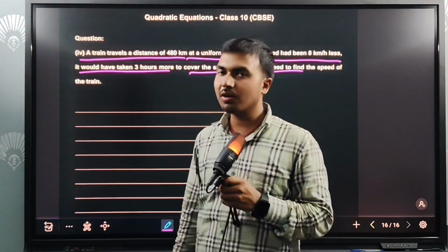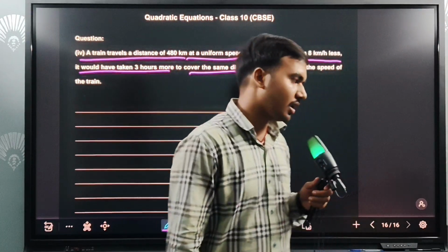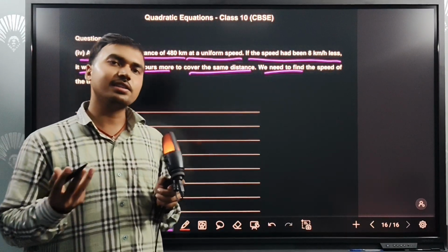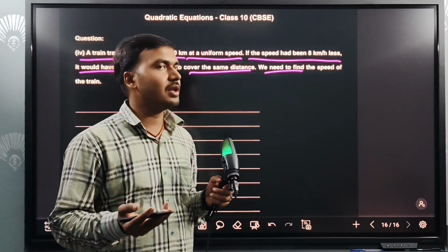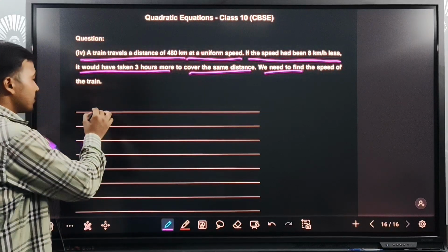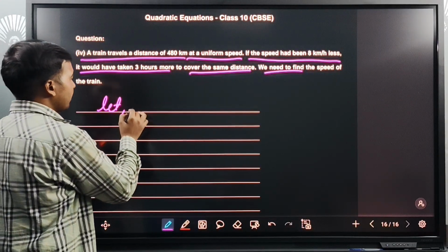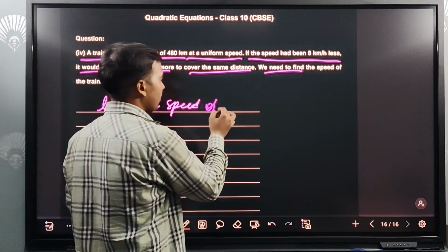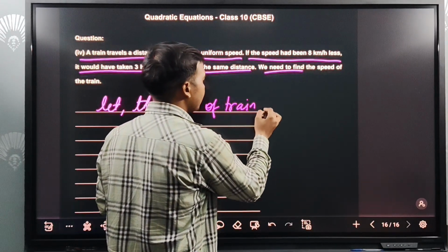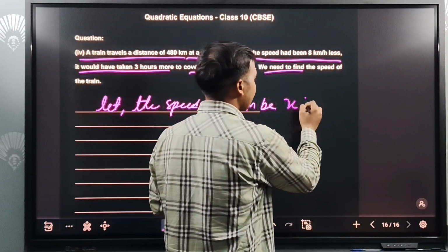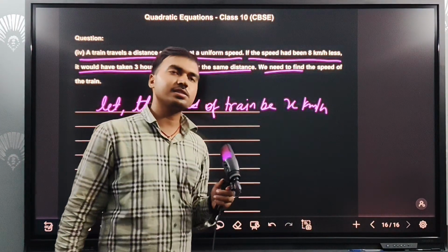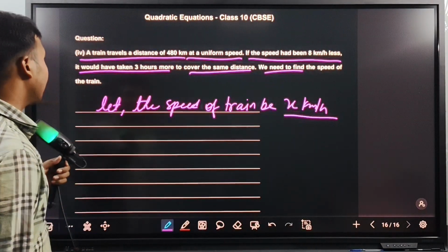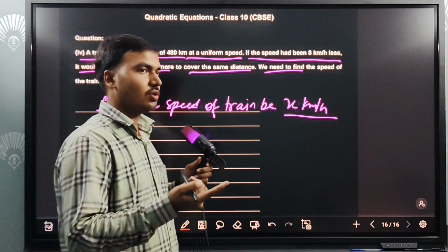So what will we have to find out? We will have to find out the speed of the train. Firstly, what will we consider? We will let the speed of the train be a variable, either x or y, anything. So we are considering, let the speed of the train be x kilometer per hour. Okay, now we will see the question.